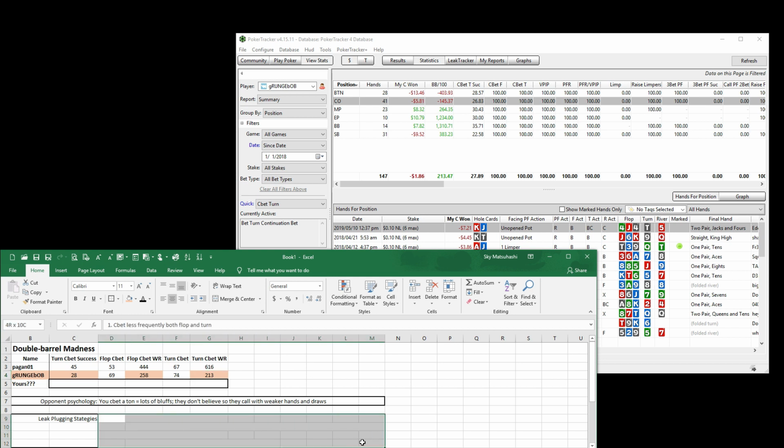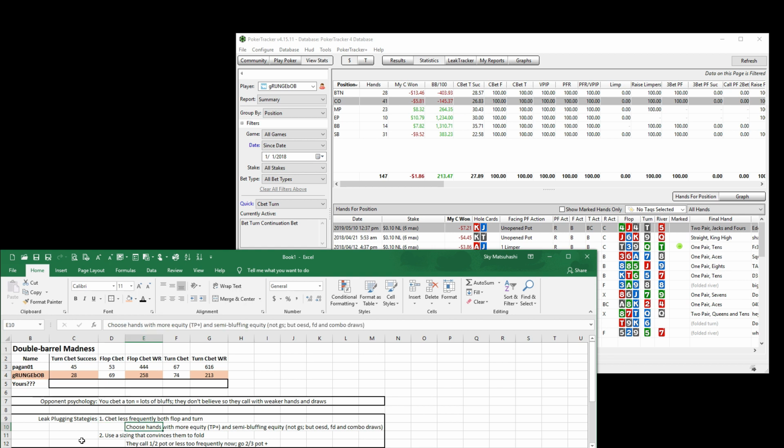Now, these are only two of the many strategies I give to help you plug a Double Barrel Madness leak. The first strategy: c-bet less frequently, both on the flop and on the turn, and choose hands with more equity. So top pair or greater hands, and some good semi-bluffing equity. So maybe not those gut shots, especially not those undergut shots, right? You have a 6-7 on a 9-10 deuce board. Well, you need an 8, but you don't even have overcards to give you a top pair kind of hand, right? So you want open-enders, flush draws, and combo draws as well. Pair plus draws, flush draw plus a gut shot, all that kind of stuff.